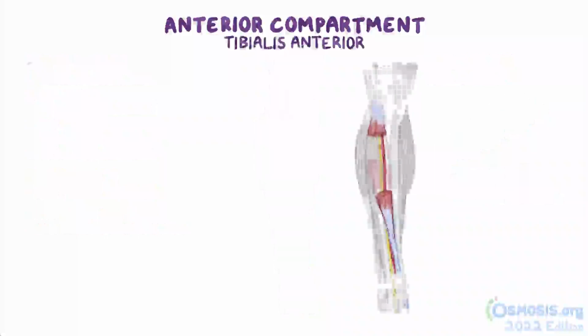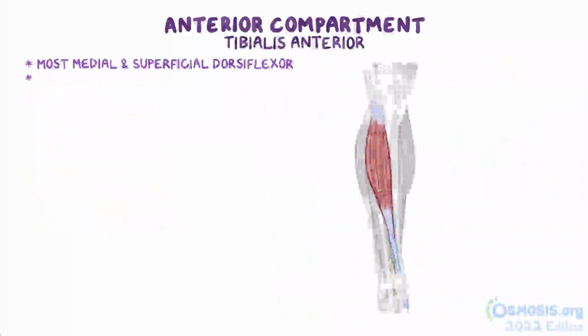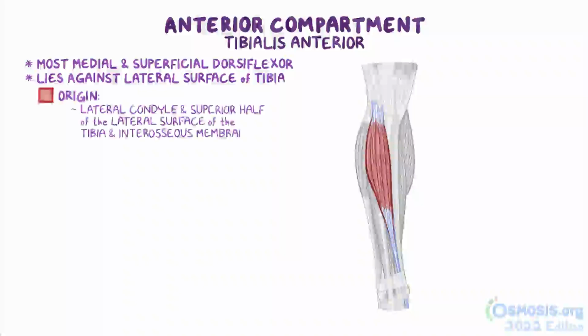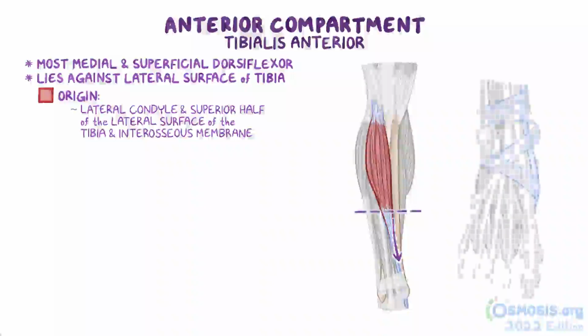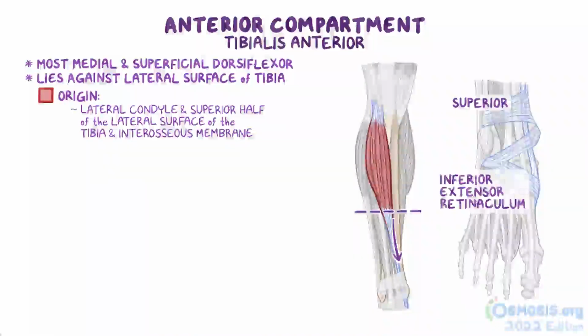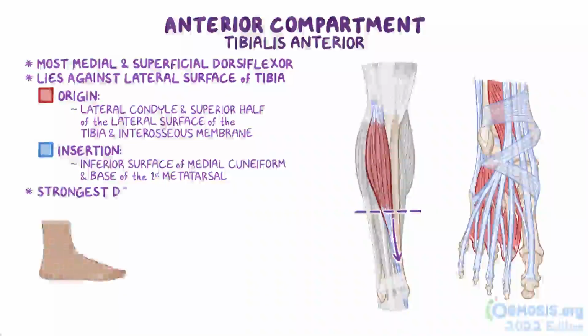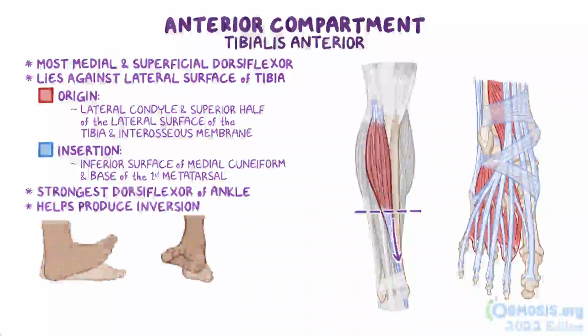The tibialis anterior is the most medial and superficial dorsiflexor, and it lies against the lateral surface of the tibia. It originates on the lateral condyle in the superior half of the lateral surface of the tibia and the interosseous membrane. About halfway down the leg, its muscular fibers are replaced by the muscle's tendon, which continues its descent along the anterior surface of the tibia. It passes deep to the superior and inferior extensor retinocula and inserts to the medial and inferior surfaces of the medial cuneiform and the base of the first metatarsal. The tibialis anterior is the strongest dorsiflexor of the ankle, and it also helps produce inversion, or turning of the sole of the foot inwards.